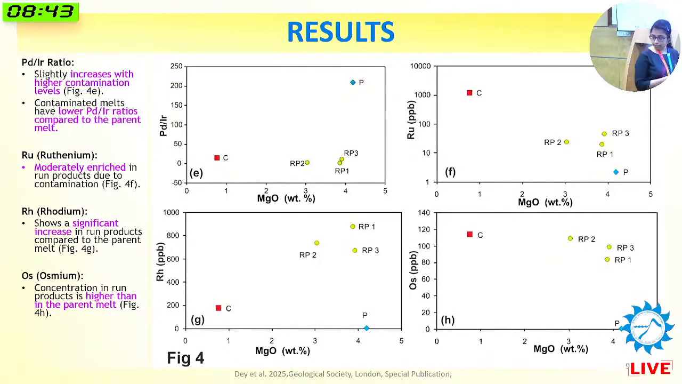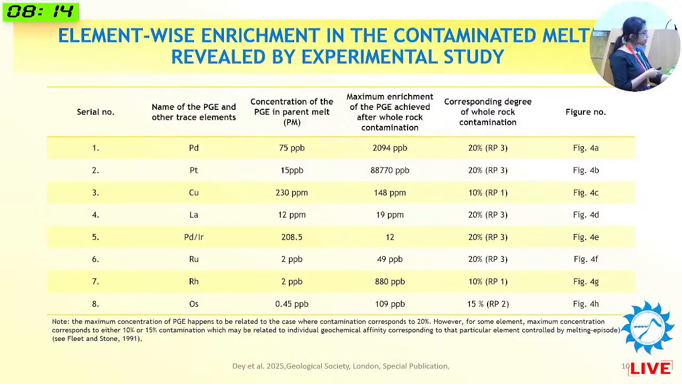Next, in this diagram also, the PGE elements are showing an increase in concentration with respect to the parent melt, with increasing degree of contamination. Even the Pd/Ir ratio is decreasing, which means Ir is increasing much more than the Pd. Now here, this table is the summary table where I have summarized all the element-wise enrichment.